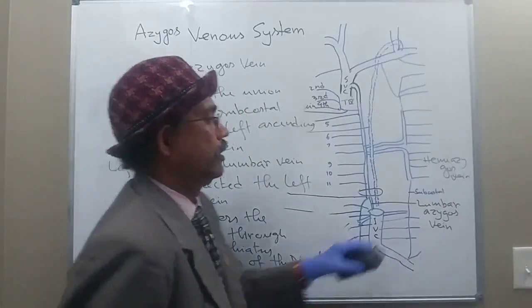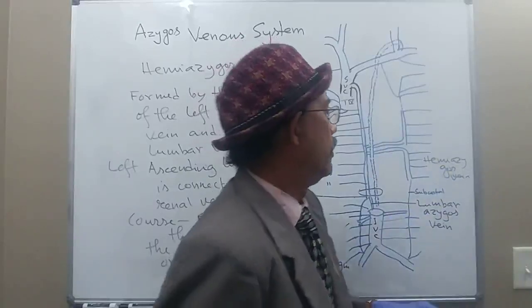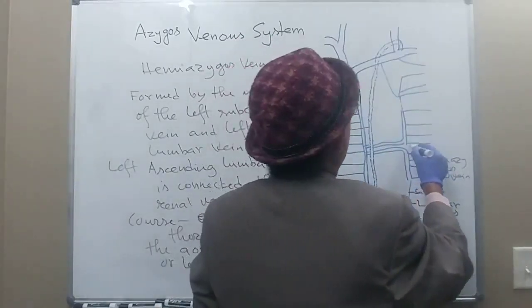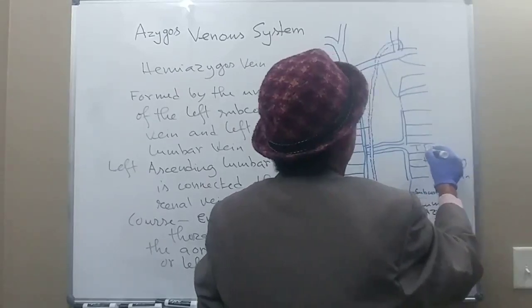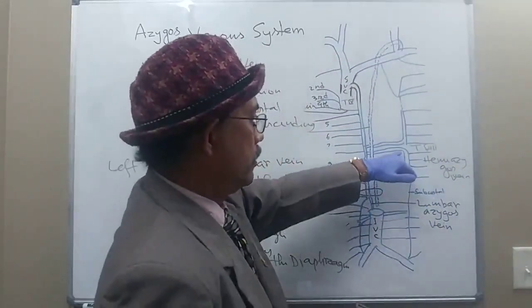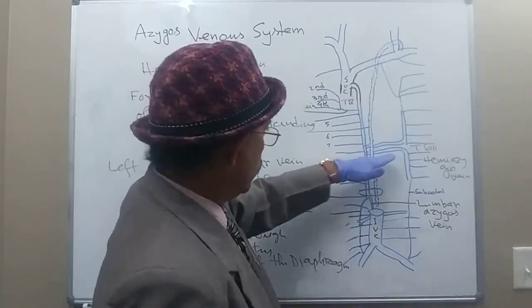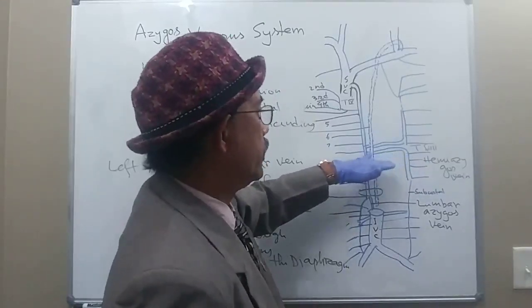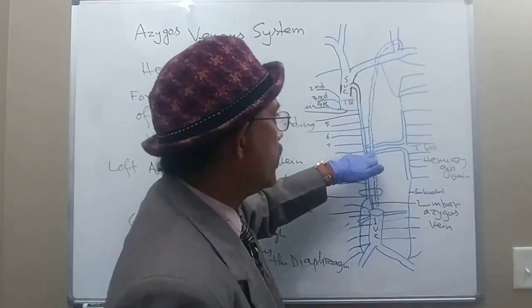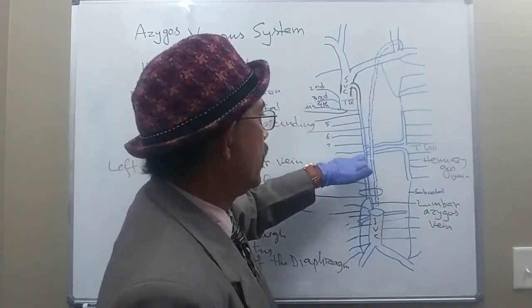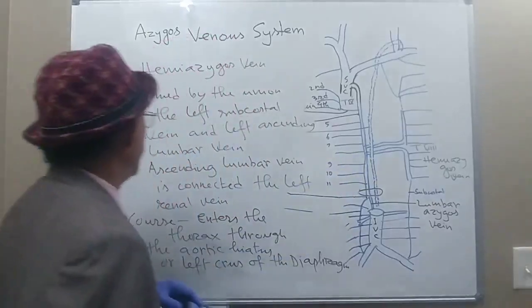Okay, we got that. The hemiazygos vein, at the level of the T8 vertebra, turns to the right and opens into the azygos vein. It passes behind the thoracic duct and opens into the azygos vein.